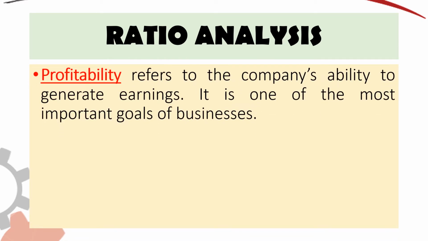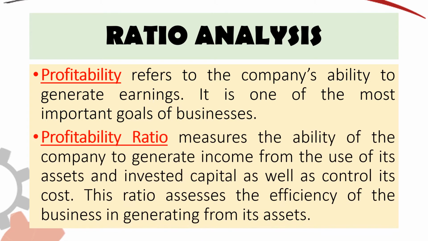First, we have profitability. This refers to the company's ability to generate earnings. It is one of the most important goals of businesses. Then we have here profitability ratio, which measures the ability of the company to generate income from the use of its assets and invested capital as well as control its costs. This ratio assesses the efficiency of the business in generating from its assets.